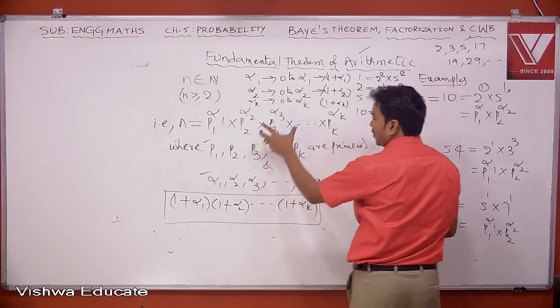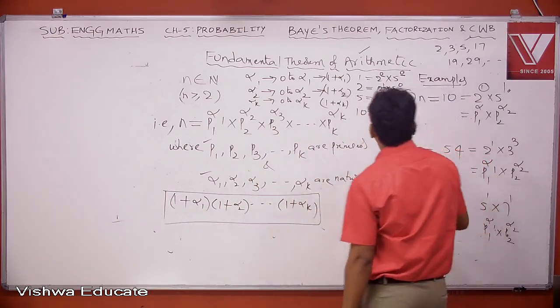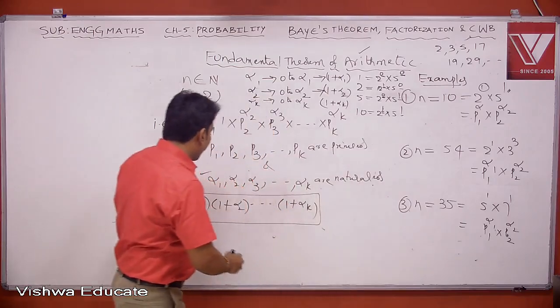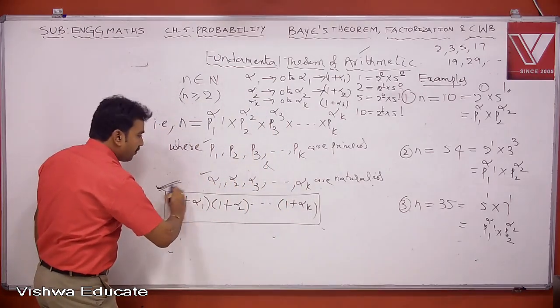Write this prime factorization followed by description and then examples 1, 2, 3, and then I will come back to the total number of factors of n.